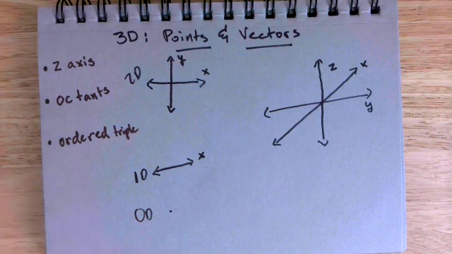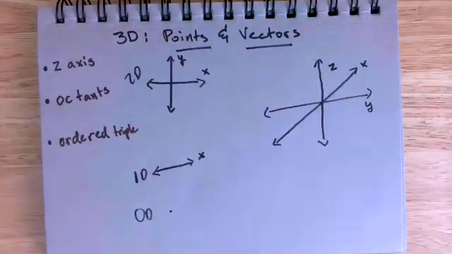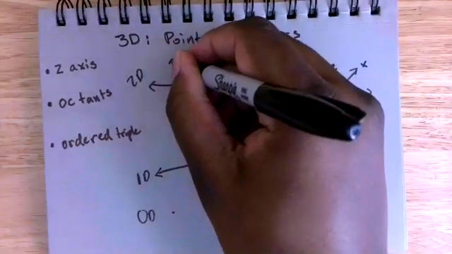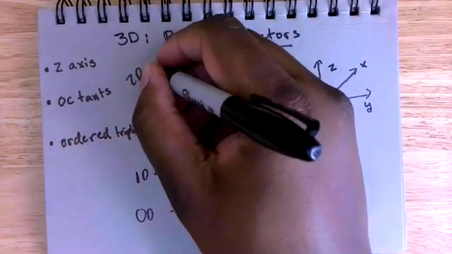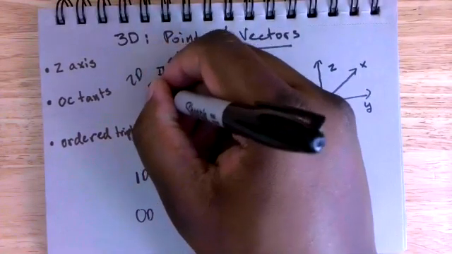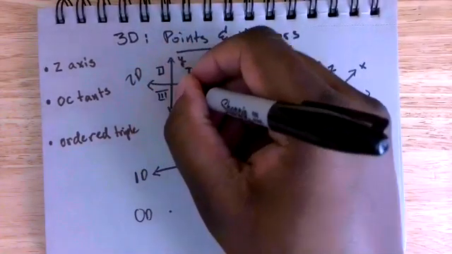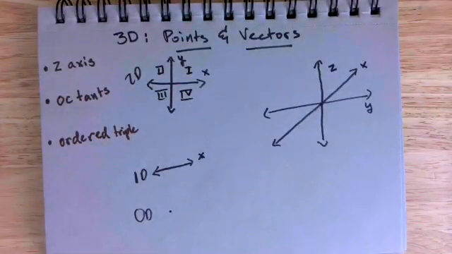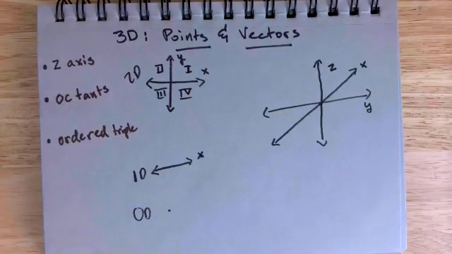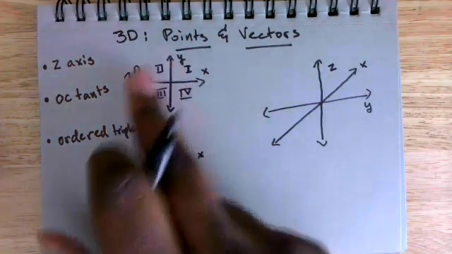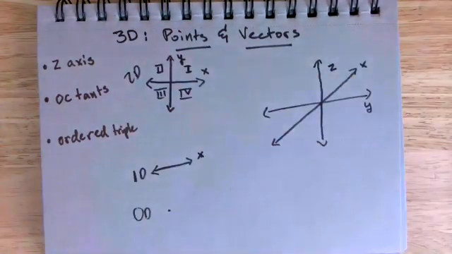Okay. In 2 dimensions, we have these things called quadrants, right? This is quadrant 1, quadrant 2, quadrant 3, and quadrant 4, right? We have 4 quadrants in 2 dimensions. But in 3 dimensions, we have the thing called octants, okay? And so rather than being in various quadrants, we're going to be in various octants, all right?